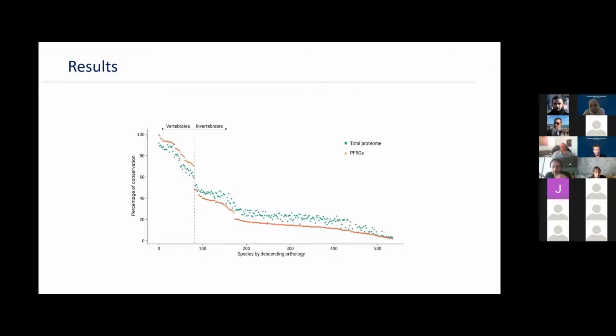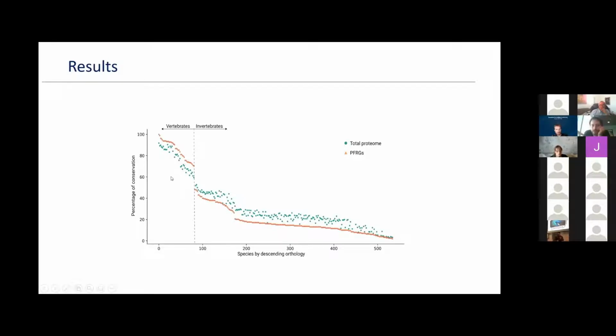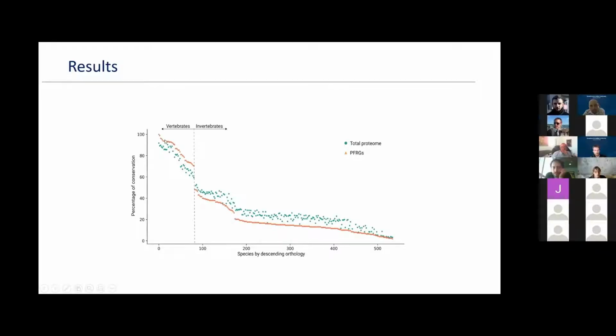So what I think are the most interesting findings, first of all, when we look at the evolutionary conservation, and this is the same assessment as Pedro showed before, where you look at the percentage of orthologs between human and other species. And what you see in green is the total proteome. What you see in the orange triangles is just the percent of orthologs from the fibrosis-related genes.